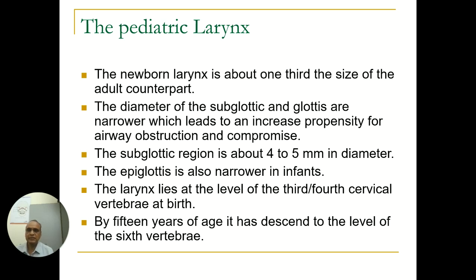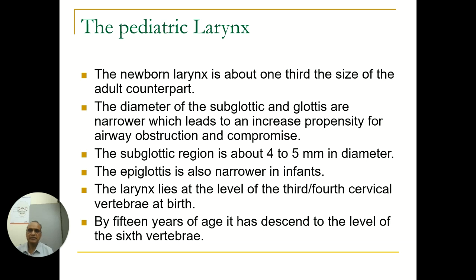Usually, it determines why the pediatric airway is different from the adult airway. The newborn larynx is about one-third the size of the adult larynx, and the diameters of the subglottis and glottis are narrower, which leads to an increased propensity for airway obstruction and compromise. The subglottic region is about 4 to 5 millimeters in diameter. The epiglottis is also narrower in infants.